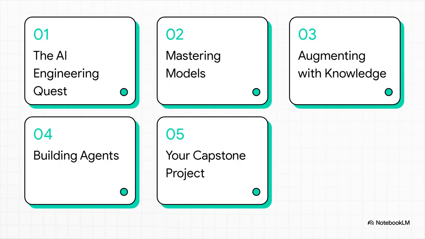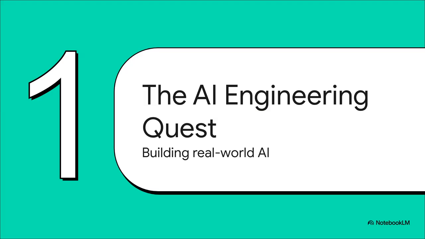All right, so here's our game plan for today. First, we'll talk about the foundational skills you need. Then we'll dive into mastering the big models, followed by how to give them new information. After that, we'll get into building intelligent agents. And to wrap it all up, we'll look at the final capstone project that ties everything together. Okay, let's get into it.